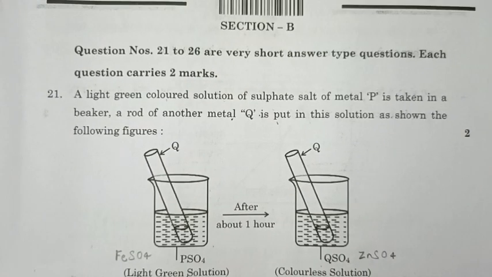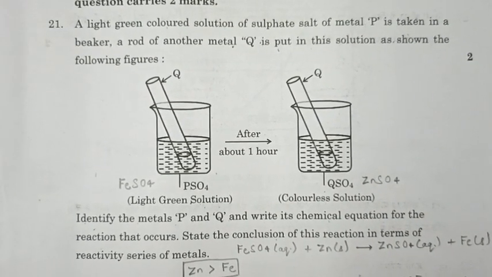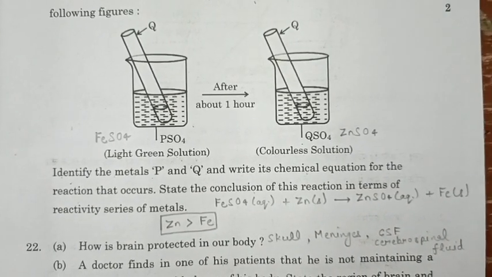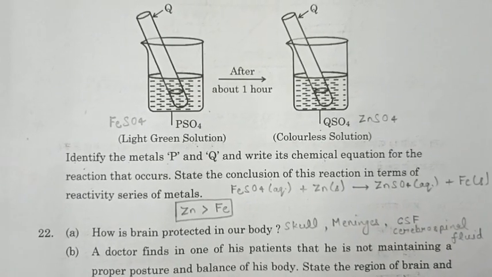Now we have section B. Question number 21, P is Fe and Q is Zn. We have the reaction FeSO4 aqueous plus Zn solid gives ZnSO4 aqueous plus Fe solid, because zinc is higher than iron in the reactivity series.